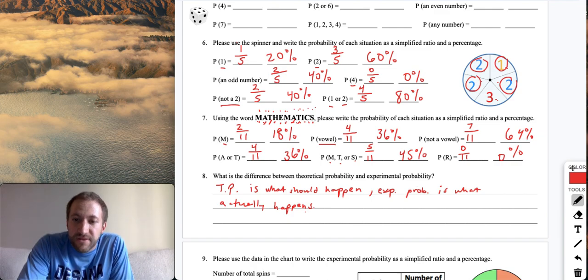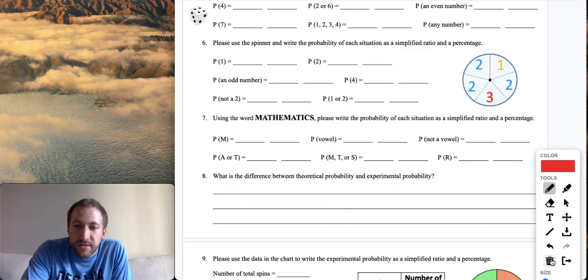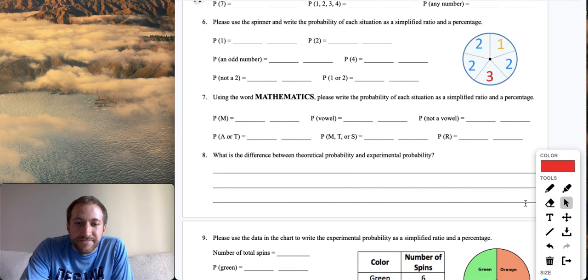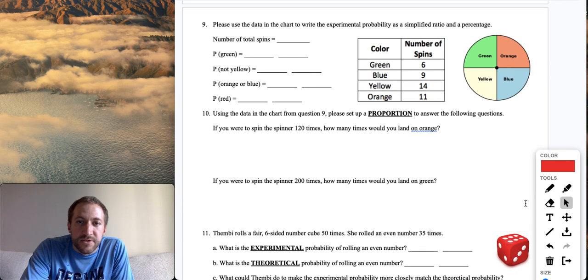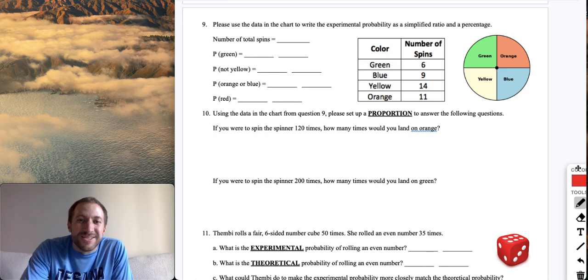Let's scroll down to this. Let me give that an erase. Let's go down to number 9. Number 9 says, please use the data in the chart to write the experimental probability as a simplified ratio and a percentage.